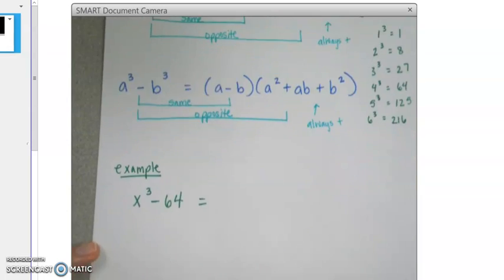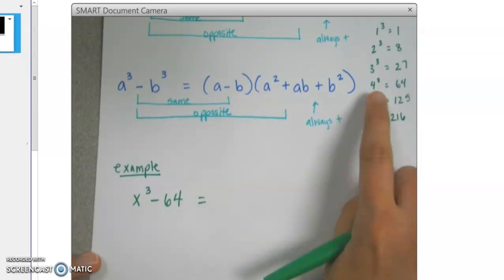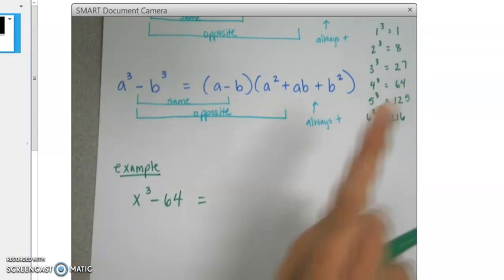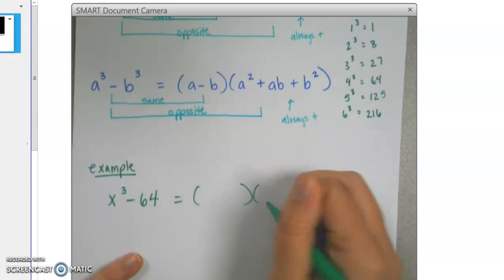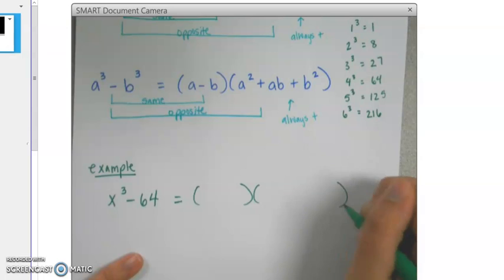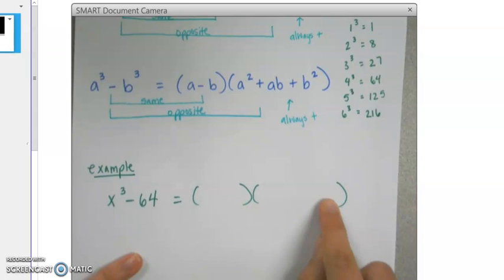So I know 64 is 4 cubed. 4 times 4 times 4. So let's break this down into the two factors. Make sure you make this second set of parentheses bigger. This only has 2 terms in it. This one's going to have 3.